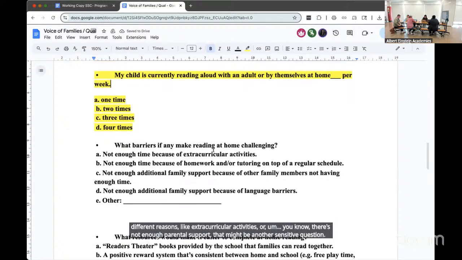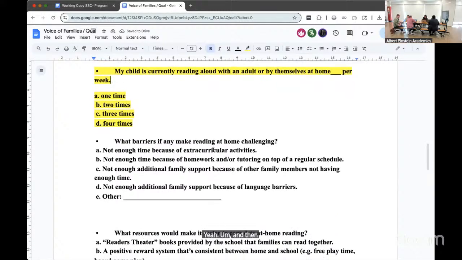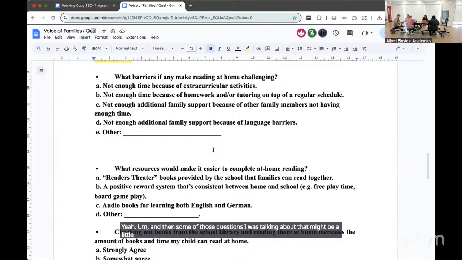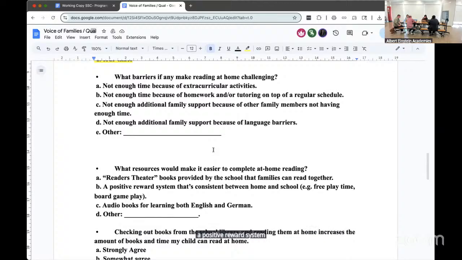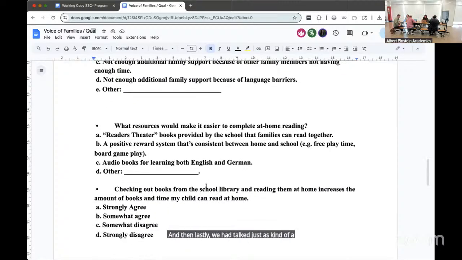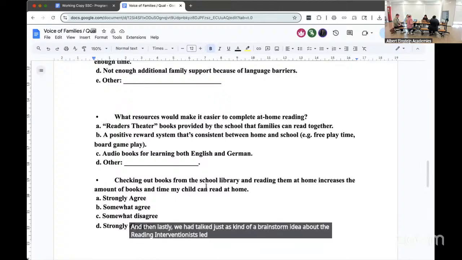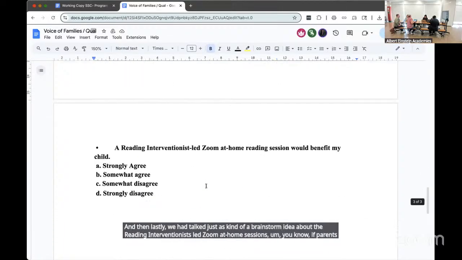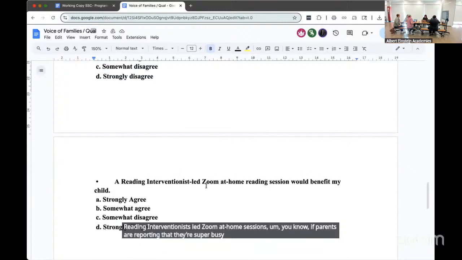And then some of those questions I was talking about that might be a little bit too leading: what resources would make it easier to complete at home? Like readers theater, which Griffin had added. Thank you. A positive reward system, audiobooks, etc. A little question about the library books and whether students are taking them home and actually reading them at home with the parents. And lastly, we had talked, as a brainstorm idea, about reading interventionist-led Zoom at-home sessions. If parents are reporting that they're super busy after work, after school and with the regular routine, this would be of help for them.